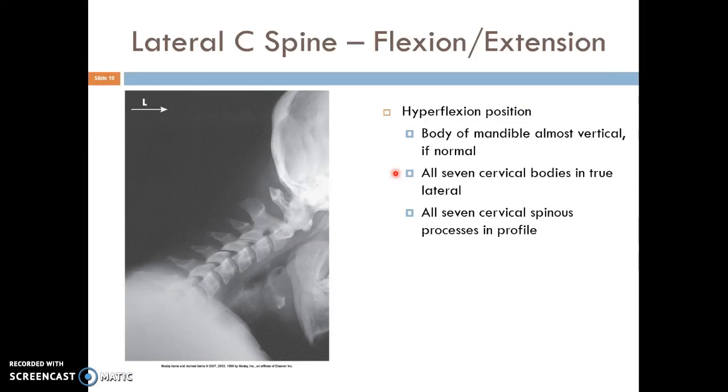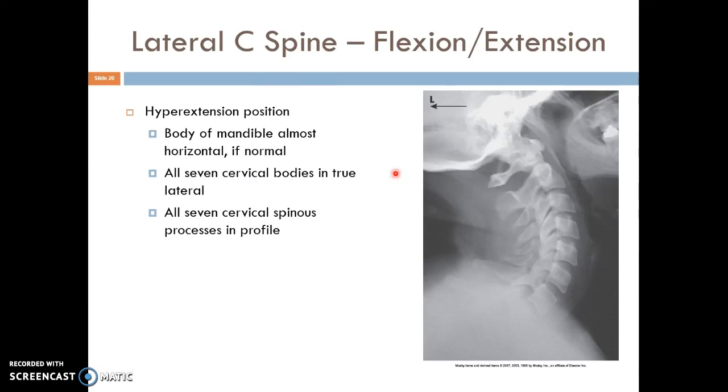Here you will see the flexion. The body of the mandible is almost vertical, and you can see all 7 cervical bodies. For the extension, again, we see all 7 cervical bodies, and the mandible is in a horizontal plane as it would be for a normal extension.